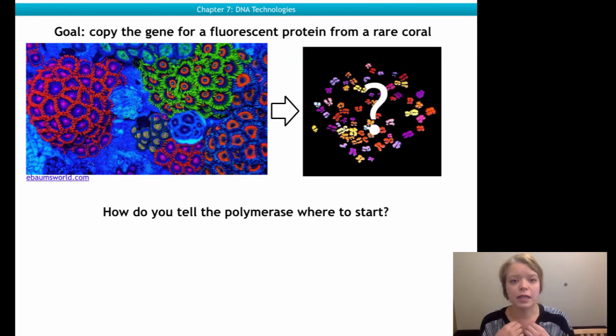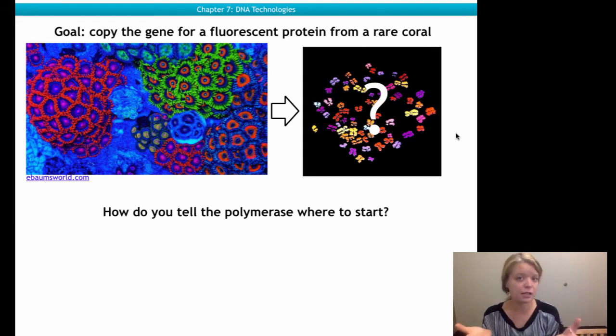So let's say you found this beautiful green glowing coral that glows under UV light, bright green or bright red or bright orange, and you would like to figure out what the sequence of this gene is. Now, let's say you have extracted DNA from a coral and you end up with a bunch of these chromosomes. How do you tell the polymerase where to start?